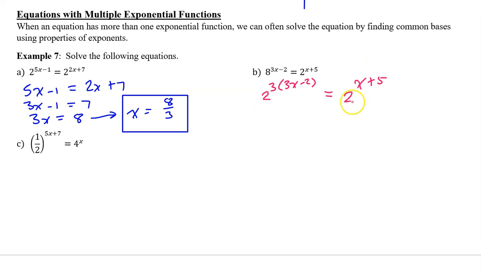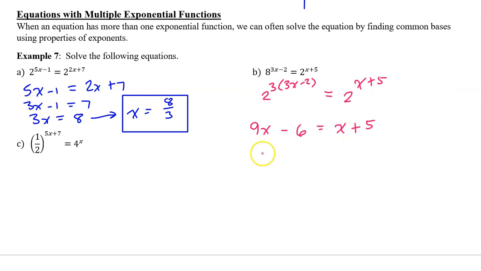Now that the bases are equal, the exponents must be equal. So I'm going to set these equal to each other now. But as I do it, I'm going to distribute this 3. So I'm going to get 9x minus 6 is equal to x plus 5.